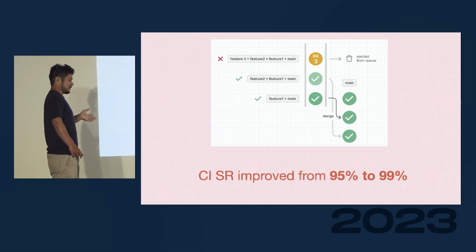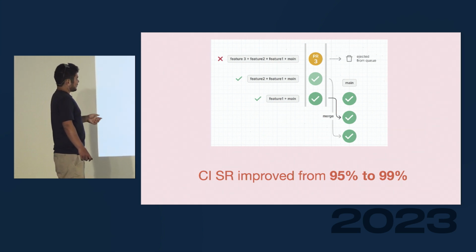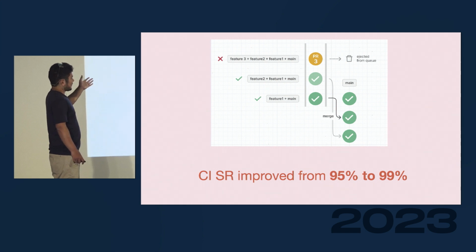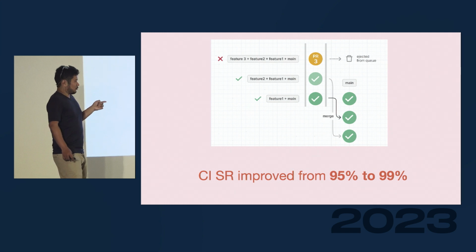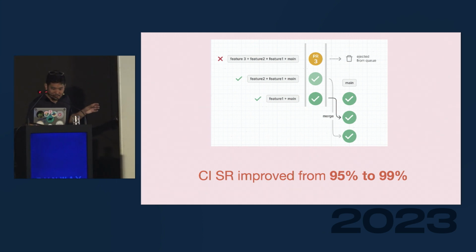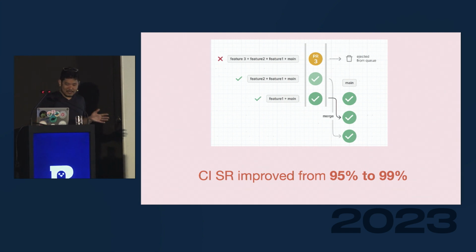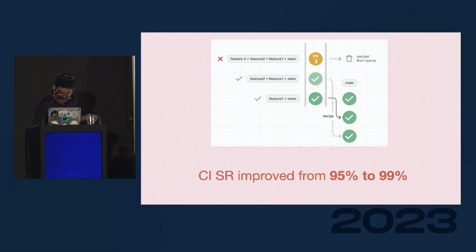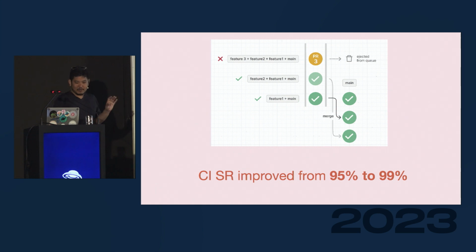These were the kind of issues that we were having a lot. So we decided to add the merge queue, and that's how our CI success rate went from 95% to 99%. This may seem like a very small improvement, but to give some context about what this means: at Pinterest, we have approximately 250 post-commit builds per week for iOS.